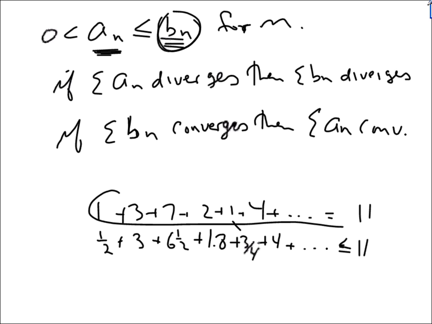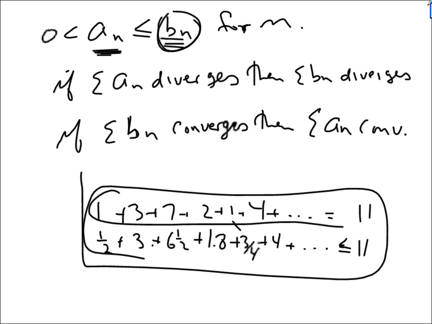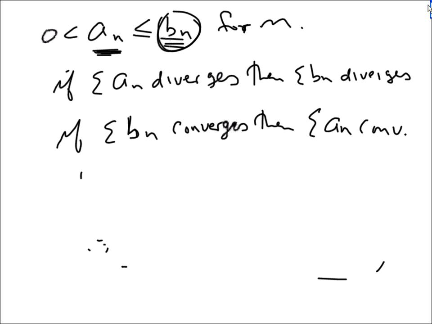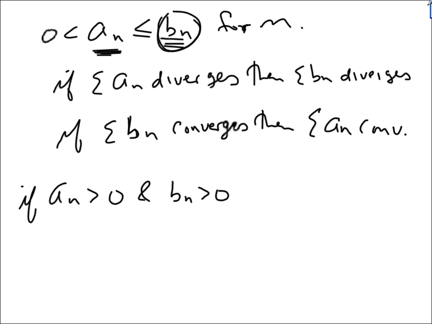Now, suppose we have the same thing again, except that we're just told that they're both positive. We're told that A sub n and B sub n are both positive series. Positive terms. They only have positive terms. Suppose that A sub n is bigger than or equal to 0. Actually, I think it has to be bigger than. Suppose that the A sub n's are all positive and the B sub n's are all positive.